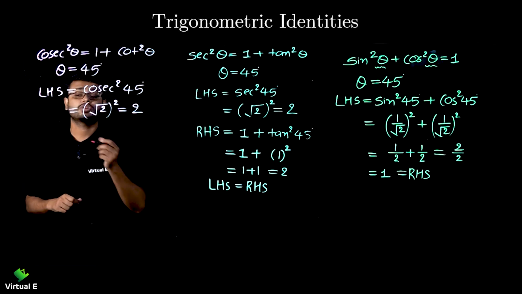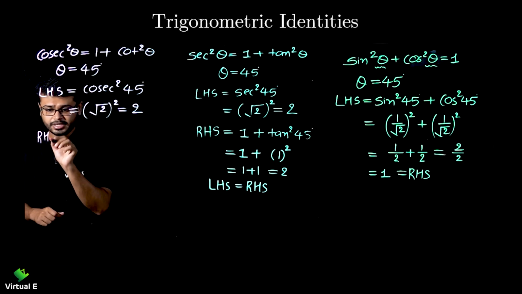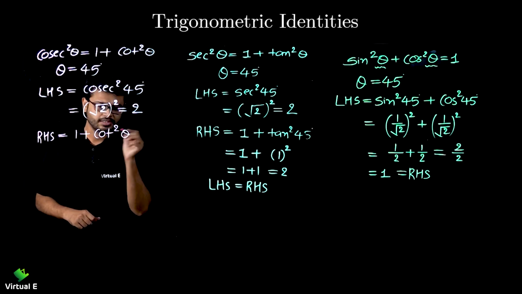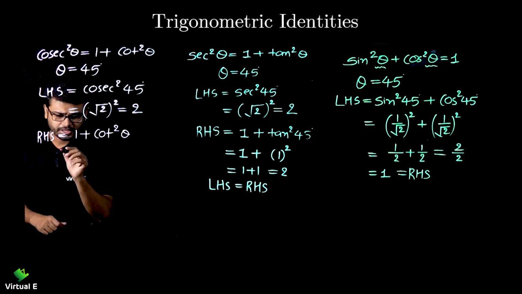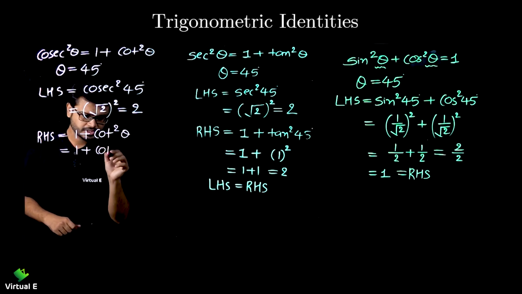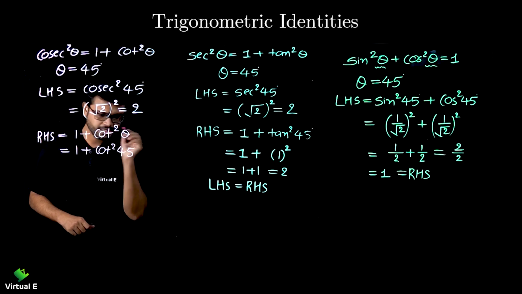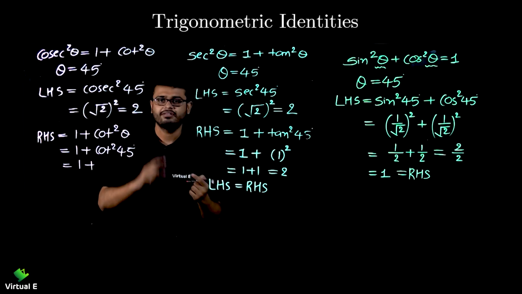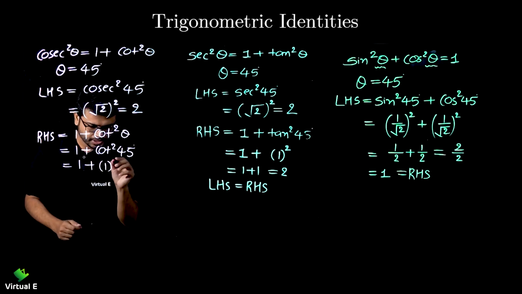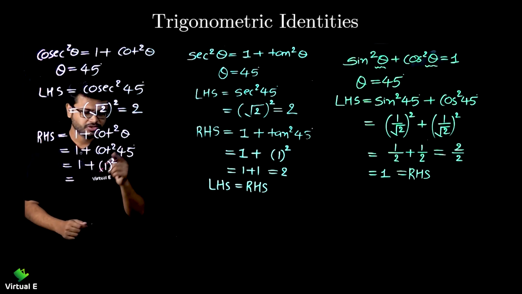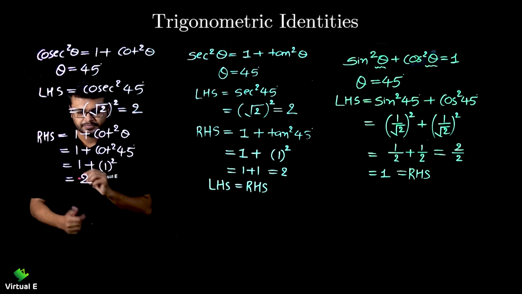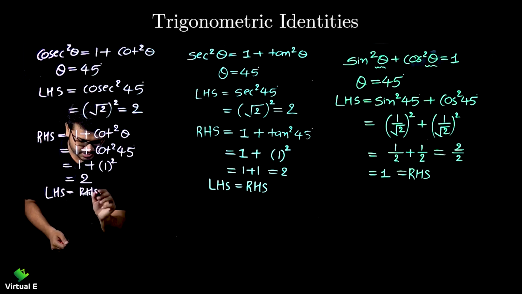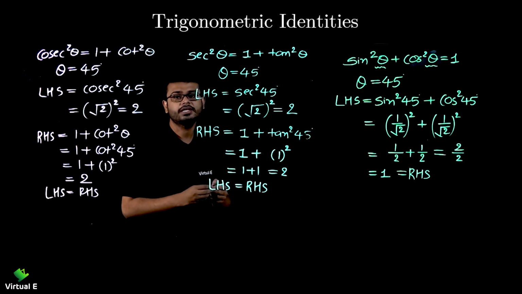RHS is 1 plus cot square theta. Instead of theta, I am going to write 45 degrees. So 1 plus cot square 45 degree. So here the cot 45 and tan 45 values will be the same, which is 1 square. So 1 plus 1 square will give you 2 only. So LHS is equal to RHS. Simple, it's verified in all three cases.